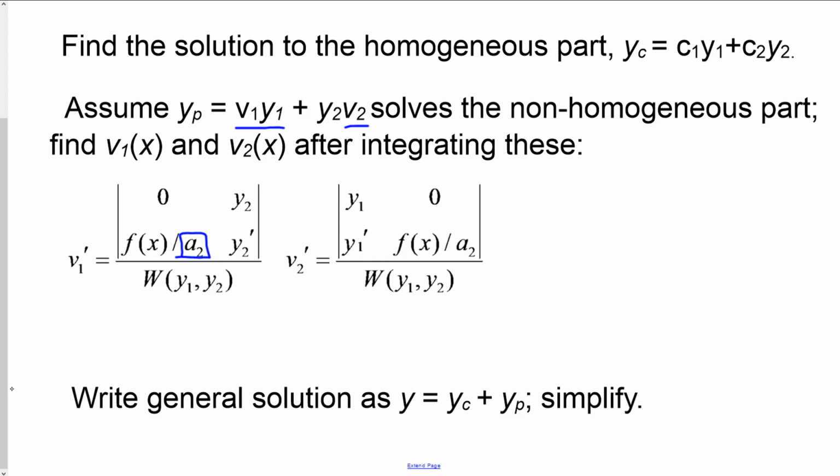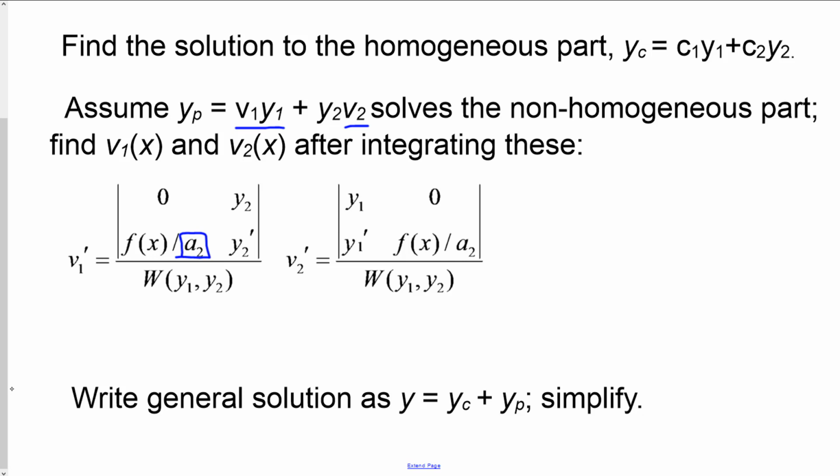Then you're going to do the same process to find v sub 2 prime, except you replace column 2 of the Wronskian with 0 in row 1 and in row 2, the f of x on the right side divided by the a sub 2 of x coefficient of y double prime. And then that whole thing is divided by the Wronskian.